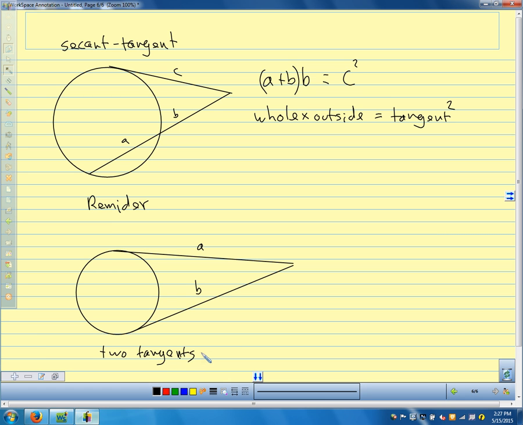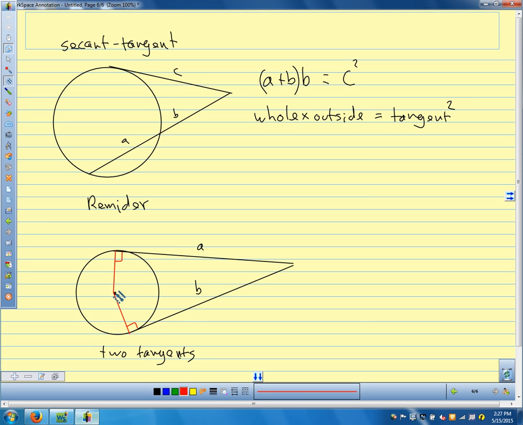Do you remember? How are A and B related when these two segments are both tangents? Do you remember we drew in a radius? What angle do the radius and the tangent make? 90 degrees. Those are both 90 degrees.